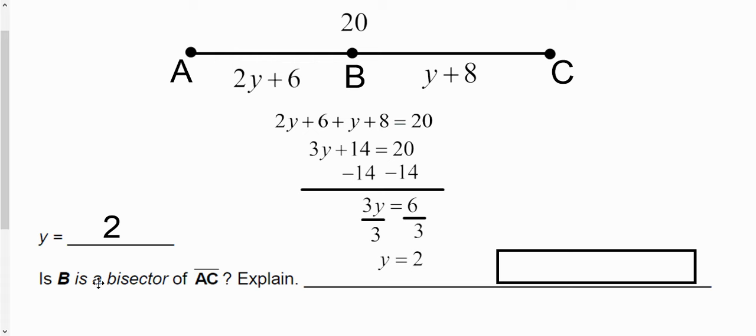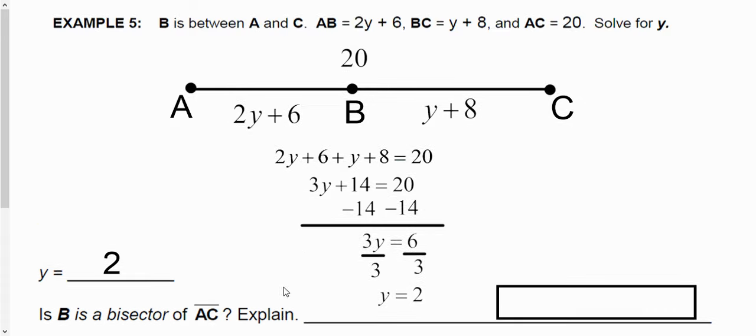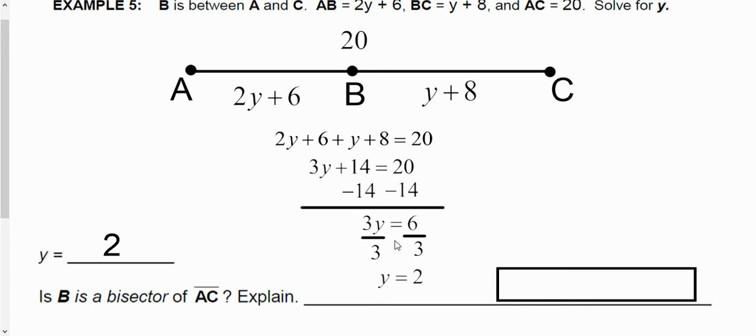Now it says, is B a bisector of AC? Explain. So if it bisects, we know these pieces have to be equal. If we substitute the 2 in for y here, we'll have 2 times 2 plus 6. I didn't write it out, but again, 2y means 2 times whatever y is, and we just solved for y. It's 2. 2 times 2 is 4, plus 6 is 10. So this piece would be 10.